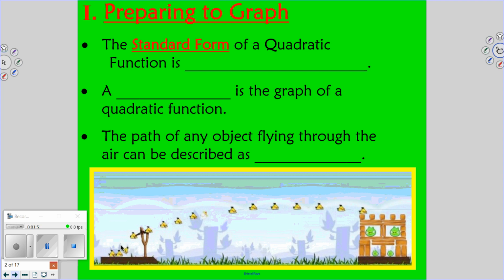So first, let's talk through what standard form is. You guys should know standard form. Close, ax squared. So we're talking graphing, so everything's going to be y equals, right? Anytime you graph something, it's y equals and the rest of the equation. So it's going to be y equals ax squared plus bx plus c. Everything's always in that form.